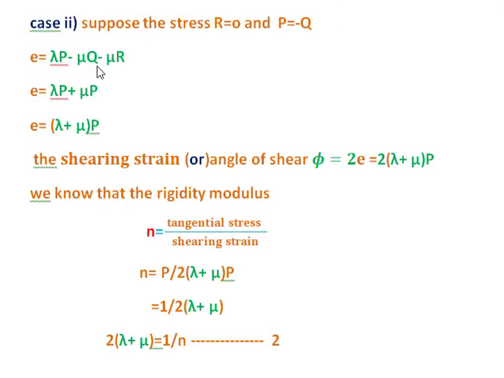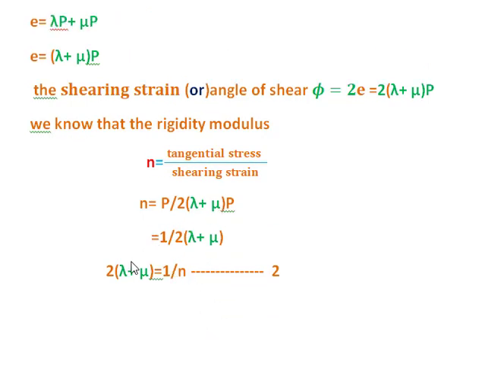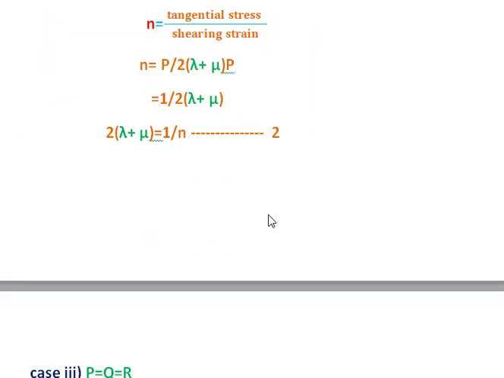So e is equal to lambda P minus mu Q minus mu R. On substituting this value, we get this one, and we know that the rigidity modulus is equal to tangential stress by shearing strain. On substituting this value, we get this equation 2. This equation 2 is nothing but 2 into lambda plus mu is equal to 1 by n. n is the rigidity modulus.